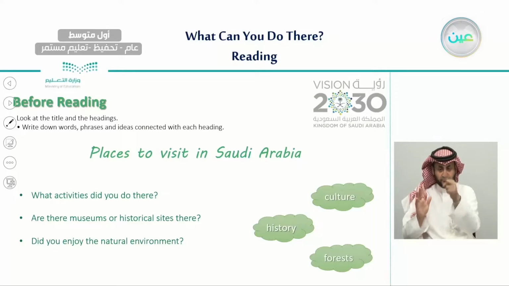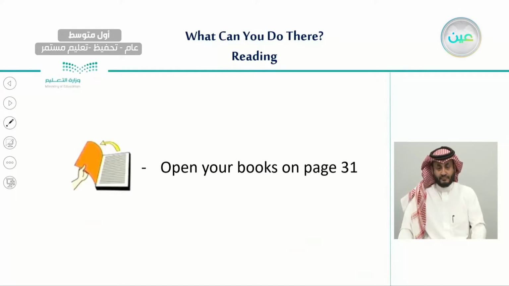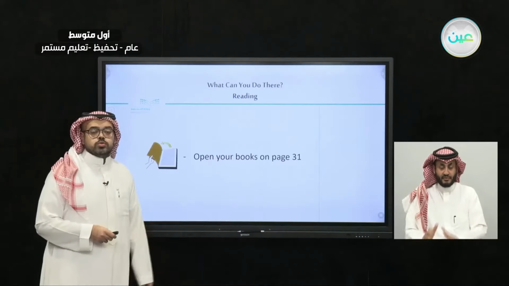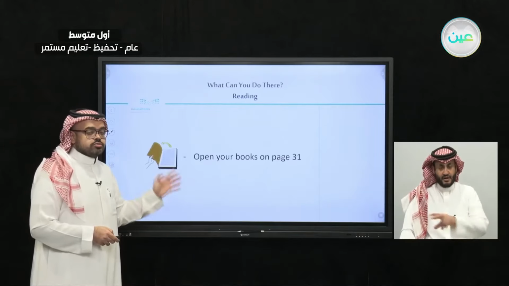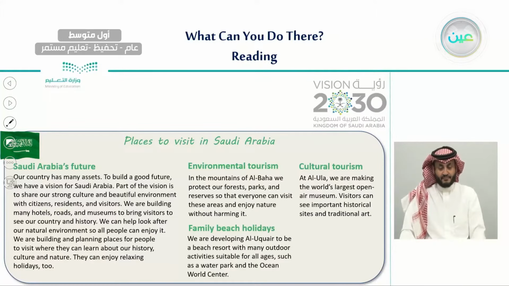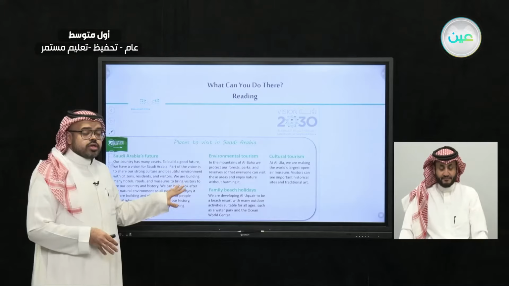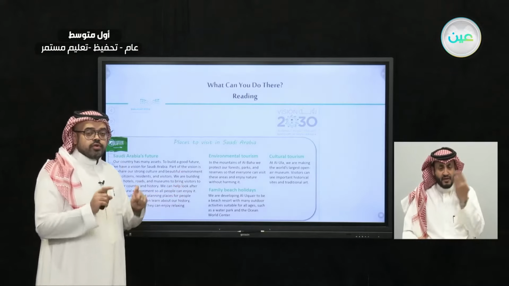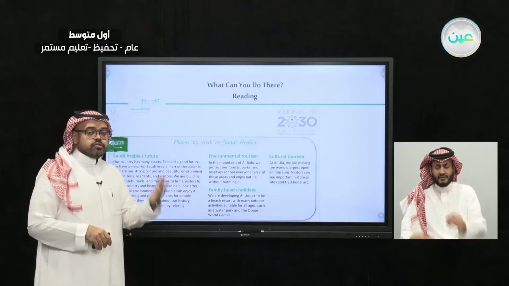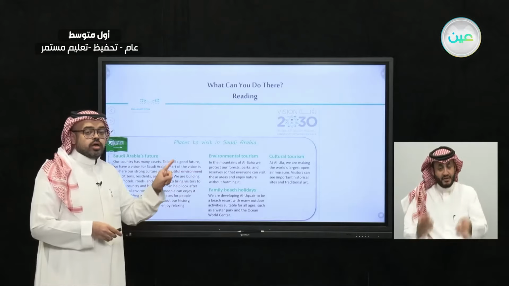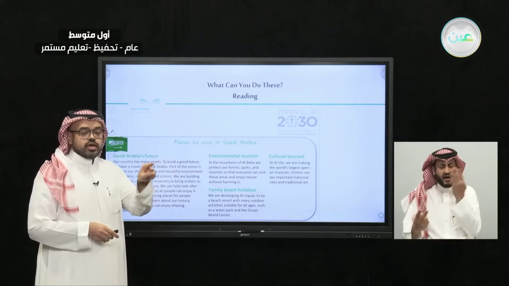Before we begin, I would like you please to open your books on page 31, as we're going to start reading. On page 31, we have a text about places to visit in Saudi Arabia. Now I'm going to read this text twice. The first time I'm going to read, you only have to listen. For the second time, I'm going to read while I point to the words that I'm reading.